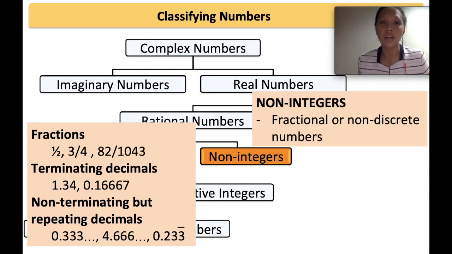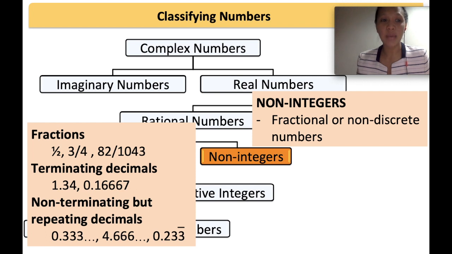Terminating decimals are also considered non-integers. Pag sinabi nating terminating decimals, ito yung mga decimals natin na may dulong number or defined kung ano yung last digit niya. For example, 1.34. Ang last digit niya is 4. Okay? So yung 1.34 natin can actually be expressed in terms of a fraction.